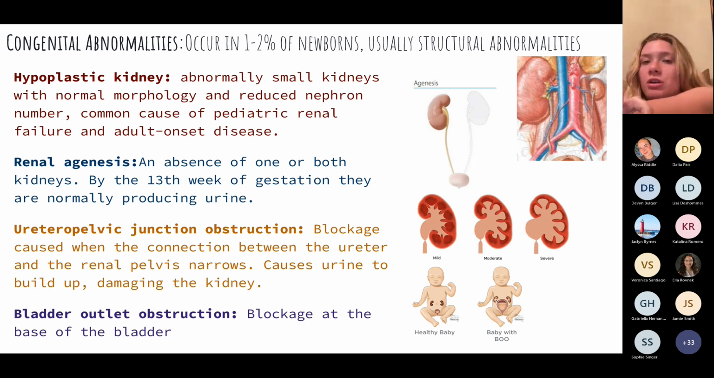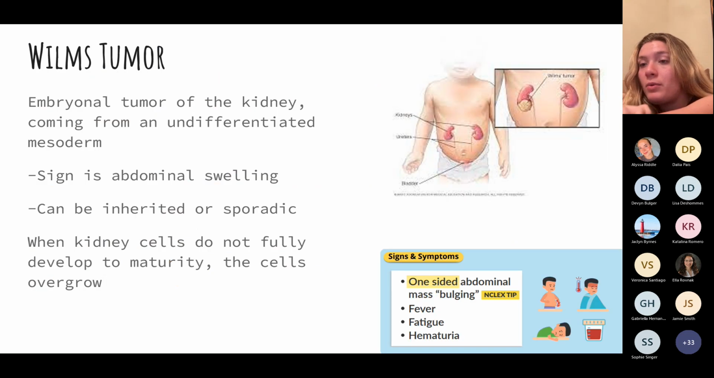And then finally, our bladder outlet obstruction. This is a functional issue. Essentially, at the base of the bladder, there's a blockage. And what do they do for treatment? They just go and open it back up.